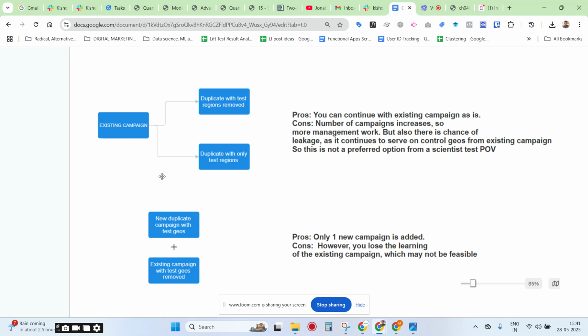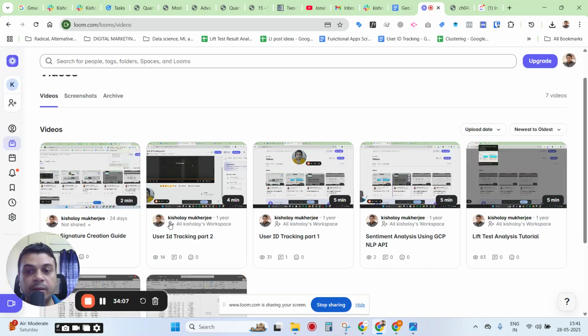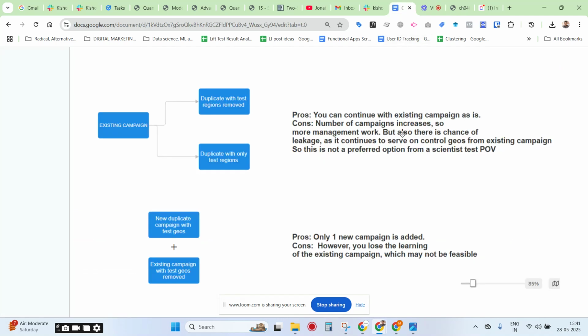Or it could be that you want to test a completely new idea. If it's a completely new idea that you want to test, then that's fair. But the problem is that if it's a completely new thing, you don't have anything to measure it against as a sort of a yardstick. So oftentimes what happens is you might want to go with a campaign that has worked well already. So you're now going to test a different variation of it, maybe, and you want to duplicate with test regions removed from it.